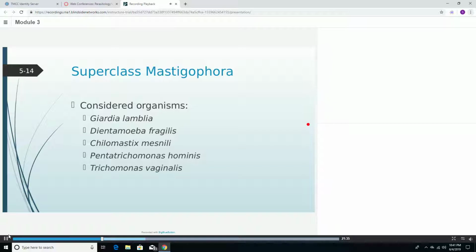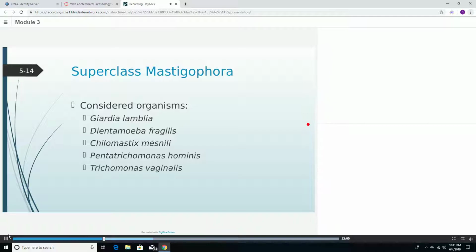So the next class we're going to talk about is Mastigophora. The organisms that we want to consider in this class are going to be Giardia lamblia, Dientamoeba fragilis, Chilomastix mesnili, Pentatrichomonas hominis, and then Trichomonas tenax.